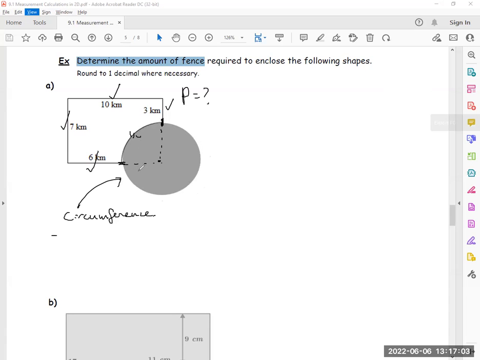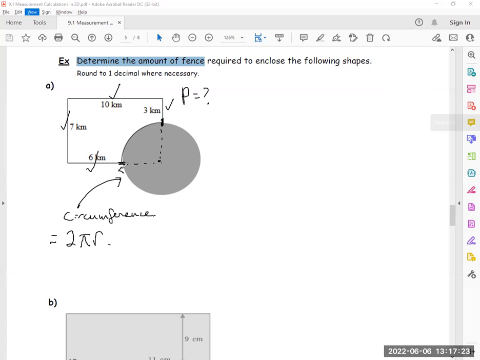Circumference requires your knowledge of a formula, 2 pi r. That's from your formula sheet. Correct. So what is my radius?